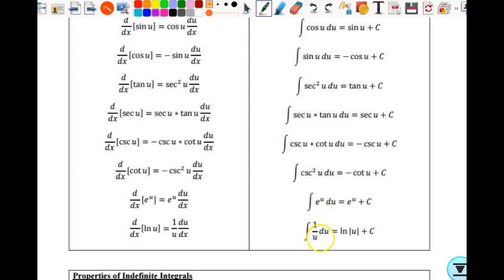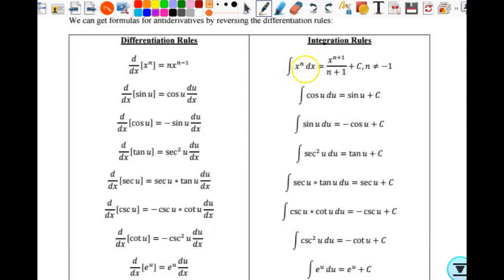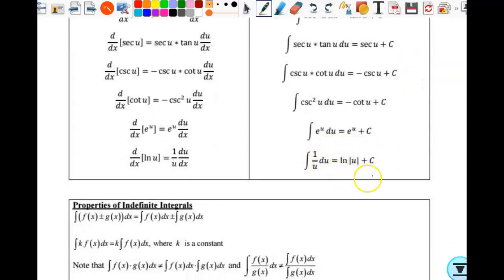The antiderivative of 1 over u is the natural log of the absolute value of u. Now I want you to think about this. This is the same thing as u to the negative 1 power, right? This integration rule right here, we have x, so n cannot be negative 1. So if this was x to the negative 1 power, I can't do this. I would have to do this right here, okay?